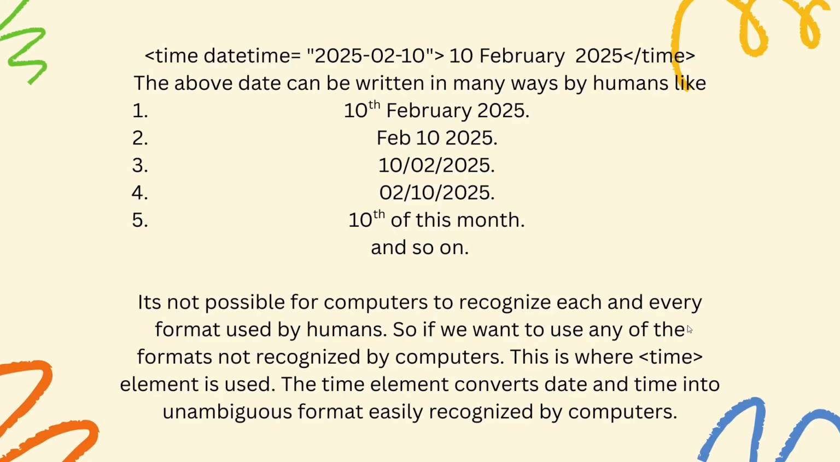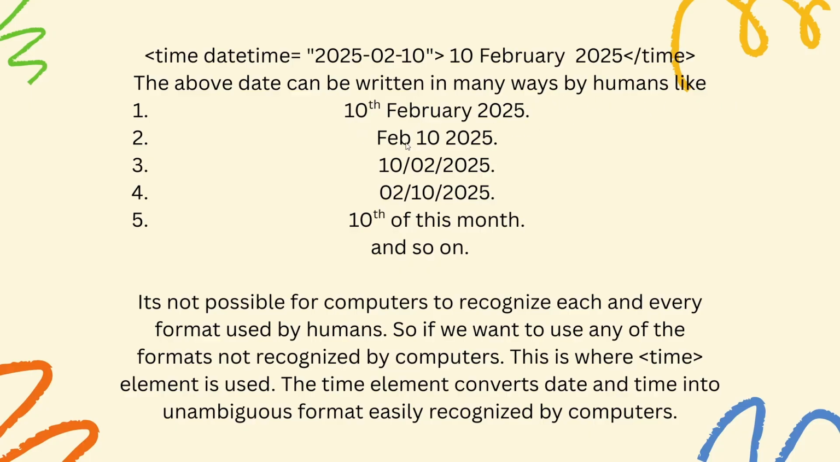Now let's take this example. There is a time tag in which there is a datetime attribute, at the top of the page, first line. So datetime is equal to 2025-02-10 and the content is 10th February 2025. So in the first line, the time tag is there, opening and closing, and in that there is a datetime attribute.